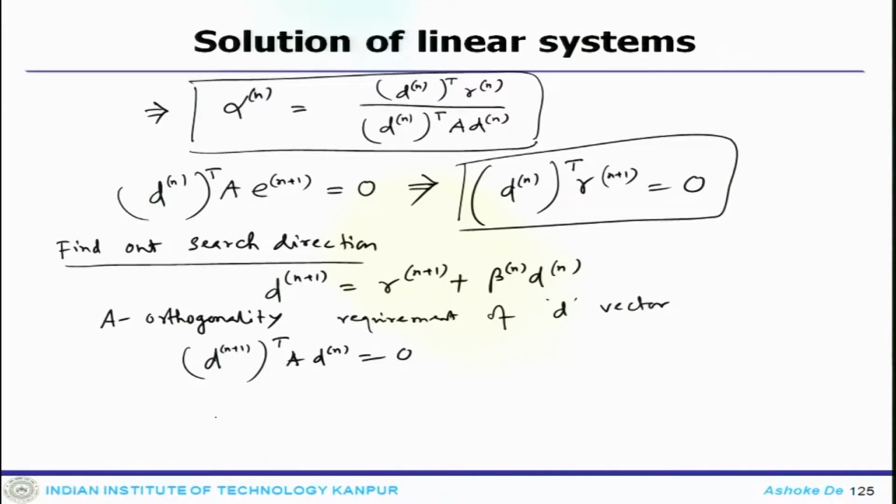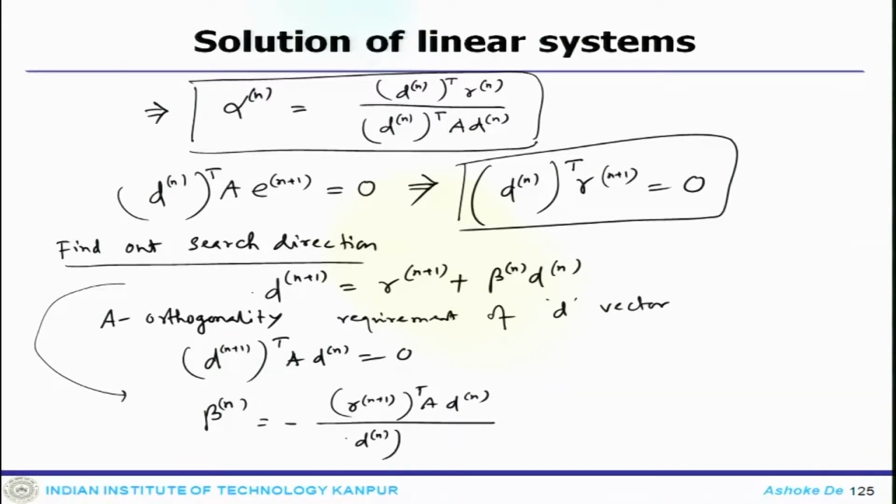Now, you substitute this one, put this one here and combine these two, and one can get beta n equals minus R n plus 1 transpose A d n divided by d n transpose A d n. So, that is what you get for beta n.